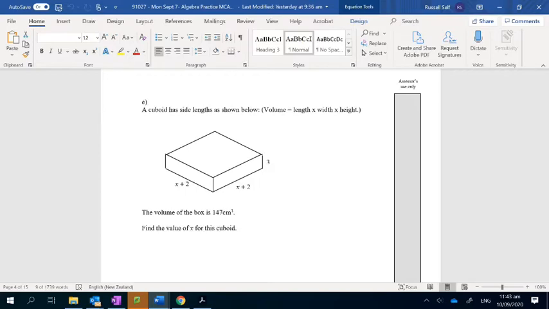Okay, so here's the deal. Look, the volume of the box. They gave you a formula right here. What is the volume?